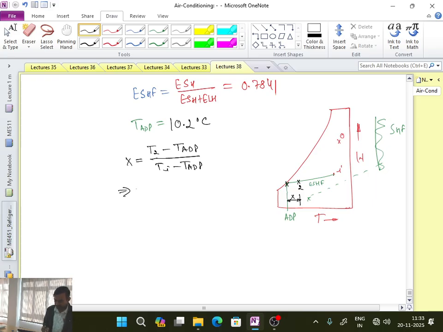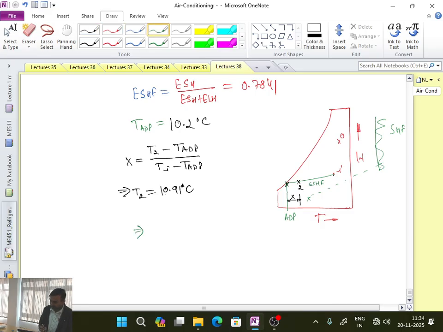So how much will be T2? 10.91. Give me a single value. 10.91. Okay, so let me write 10.91 degrees Celsius.